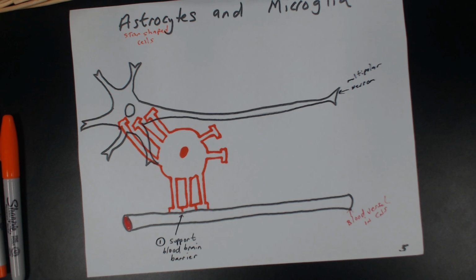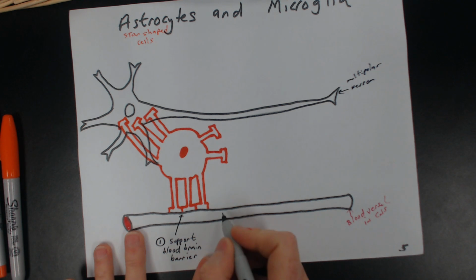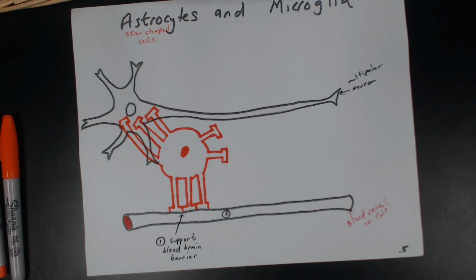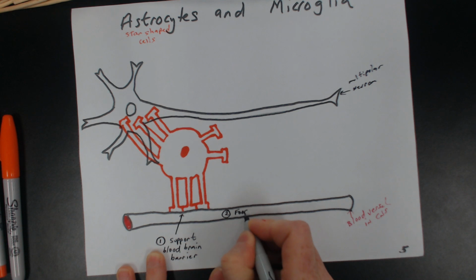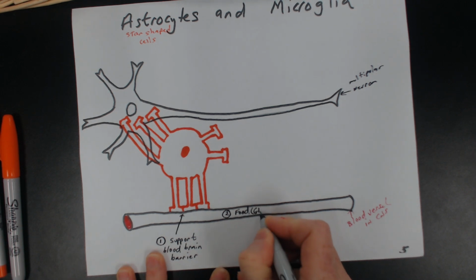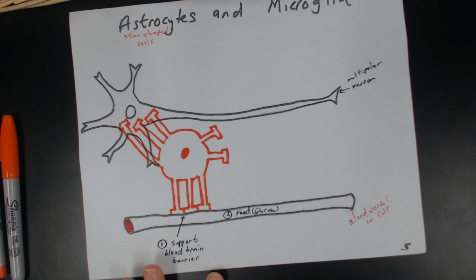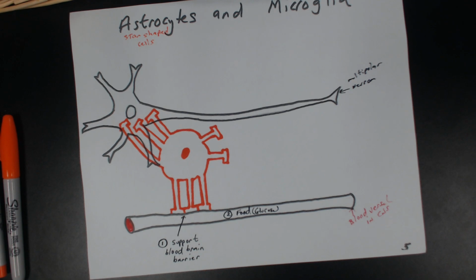Everybody good with that? Okay, now the second function I'd like to talk about. Let's go ahead and put it over here. Inside the blood vessel, one of the functions of the blood supply is to provide food to the central nervous system, to the nervous system in general. And food, the brain actually prefers glucose. That's just its preferred food source. So just to make it generic, I'll go ahead and say food. So there's food, or glucose, free floating in the blood.